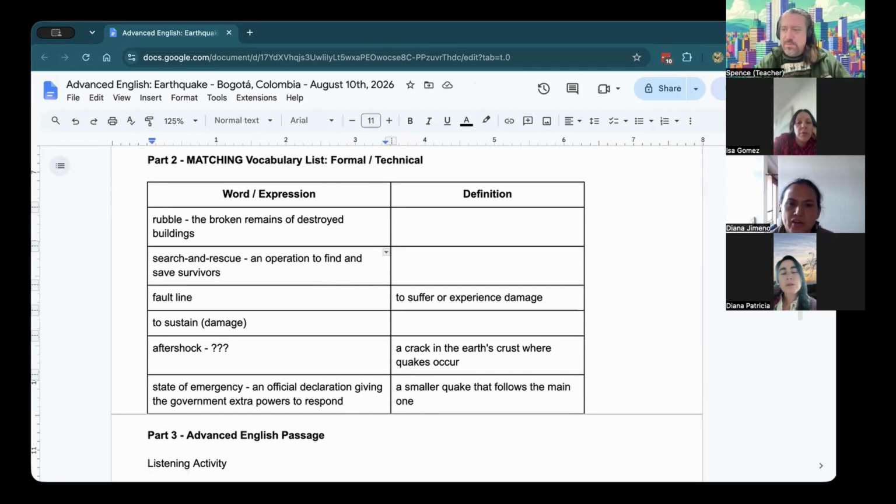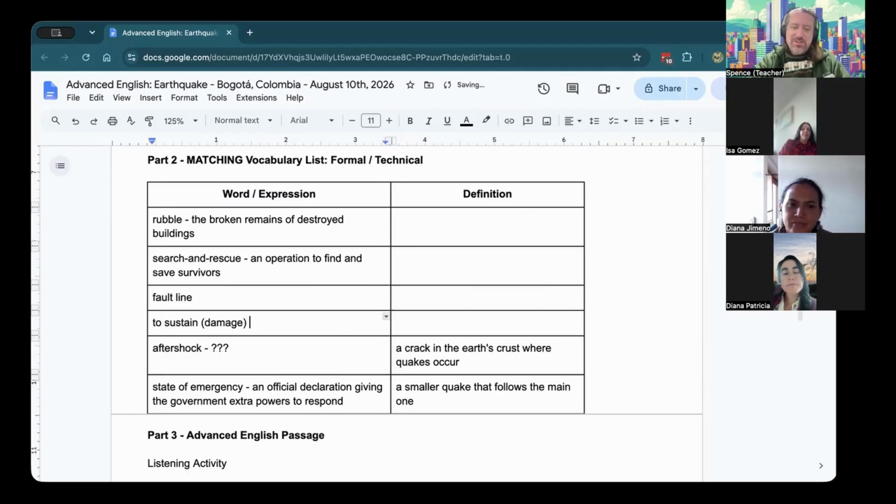Okay. To suffer or experience damage. I would say aftershock. Okay. Suffer, experience damage. No. To sustain. Yeah, to sustain.